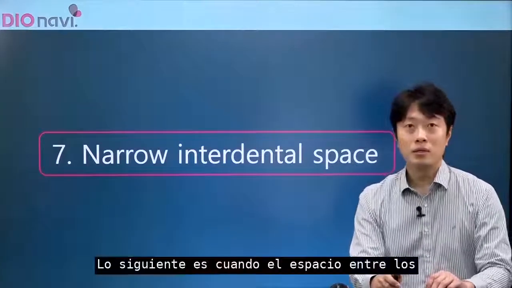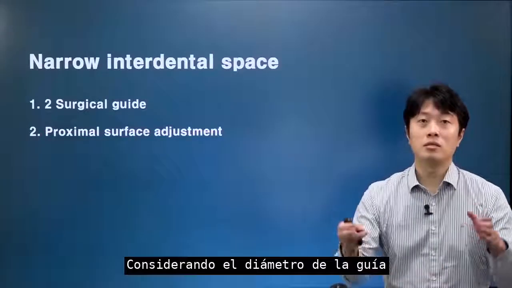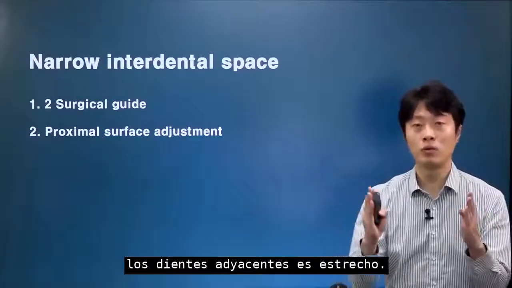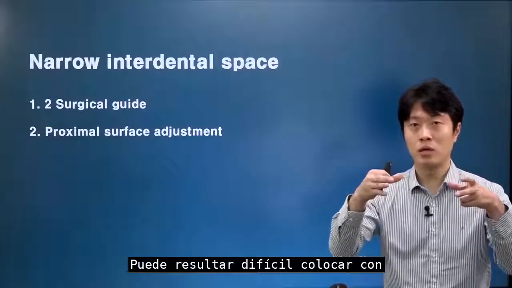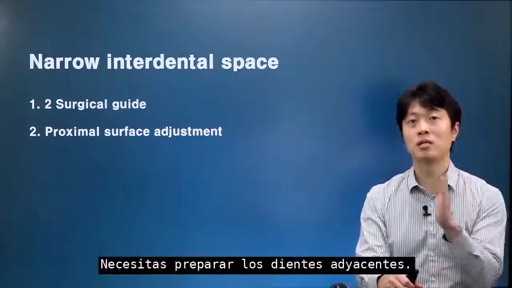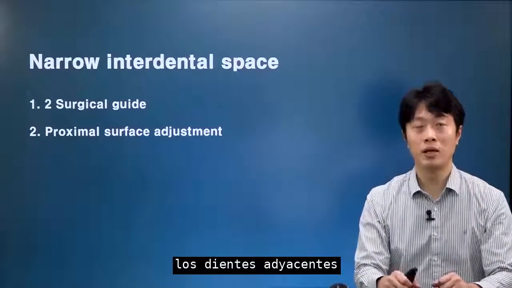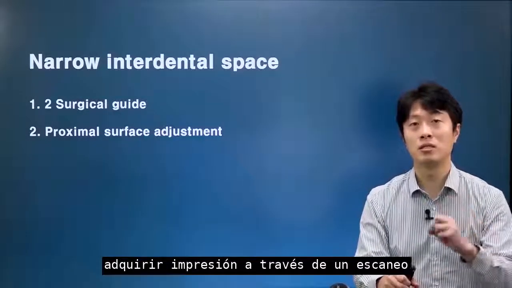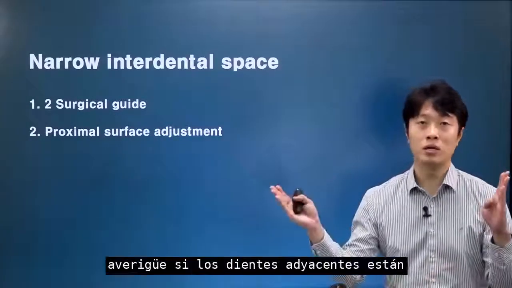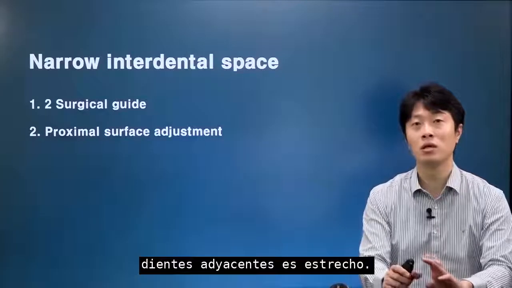Next is when the gap between the teeth is narrow. Considering the diameter of the surgical guide, when the adjacent teeth are collapsed or when the gap between adjacent teeth is narrow, it may be difficult to accurately position the metal sleeve on the surgical guide. In such a case, you need to prepare the adjacent teeth. Inform the patient in advance and prepare the adjacent teeth. Acquire an impression through an intraoral scan, etc. To make the subsequent process easier, find out whether the adjacent teeth are collapsed or whether the gap between adjacent teeth is narrow.